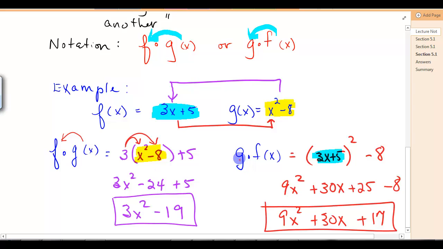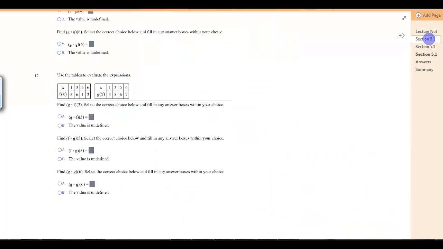Then, if I want to find g of f of x, it means I'm going to take f and put it into g. So here's my f in blue, and where x is, I'm going to replace it with this 3x plus 5. So instead of x squared, I'm going to have 3x plus 5 squared minus 8. Then I'll FOIL that out, subtract the 8, and the only thing left to do is you get 17 here. All right, so that should get us ready for our problems.